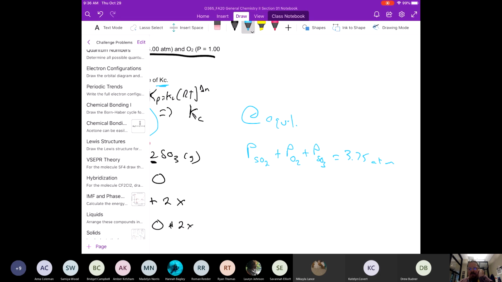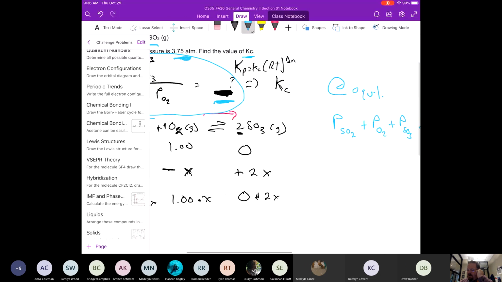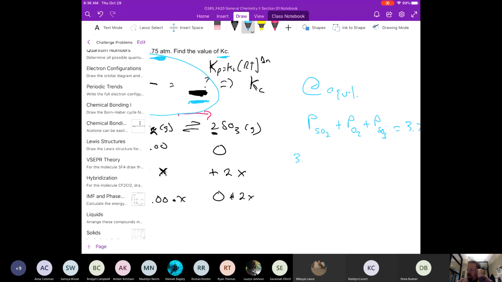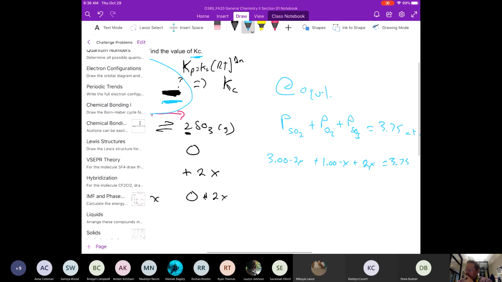Well, we don't know exactly what those pressures are at equilibrium, but we have a representation for those. So we can put these numbers in there. So this is going to be 3.0 minus 2x plus 1.00 minus x plus 2x. I'm going to ignore the 0. And all of that has to equal 3.75, because of the rules of partial pressures. The sum of the partial pressures has to equal the total pressure of the system.